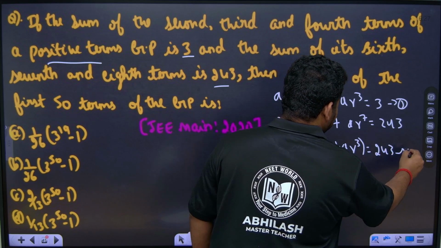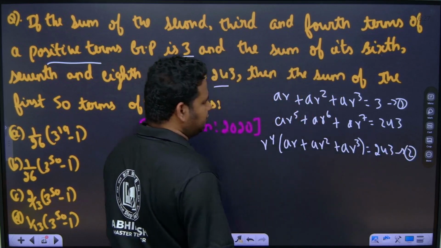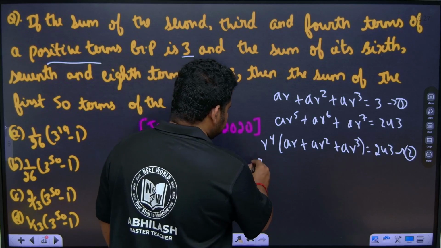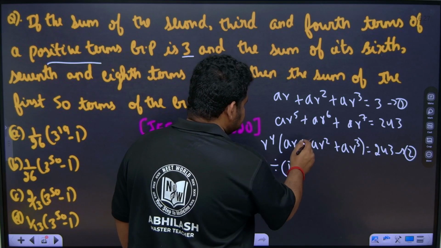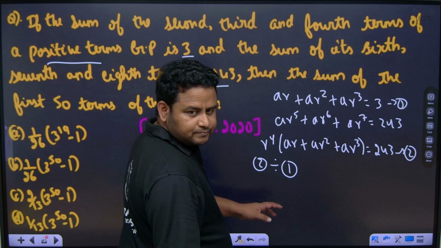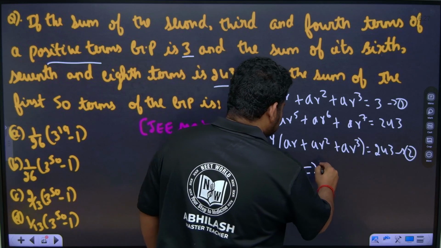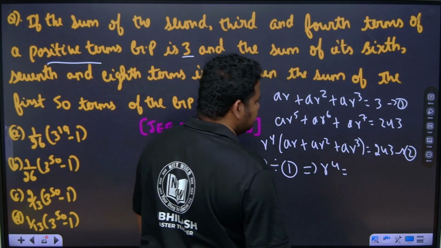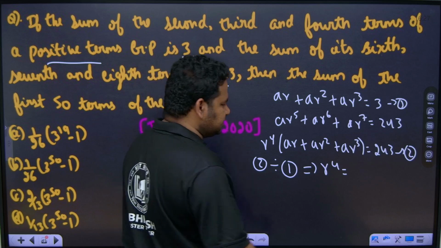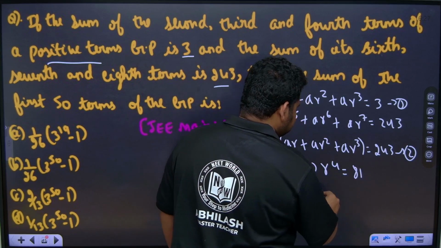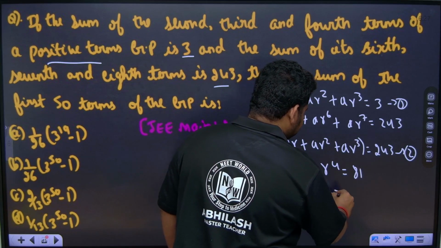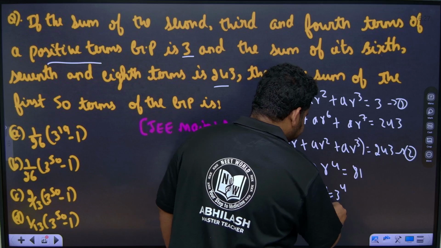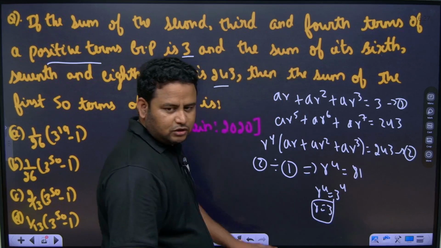Let this be equation 2. If I divide 2 by 1, what will I get? This and this will completely cancel. I will be left with only r to the power of 4, that is nothing but 243 by 3, which is 81. So r to the power of 4 is equal to 3 to the power of 4, so r is equal to 3. I got r is equal to 3.